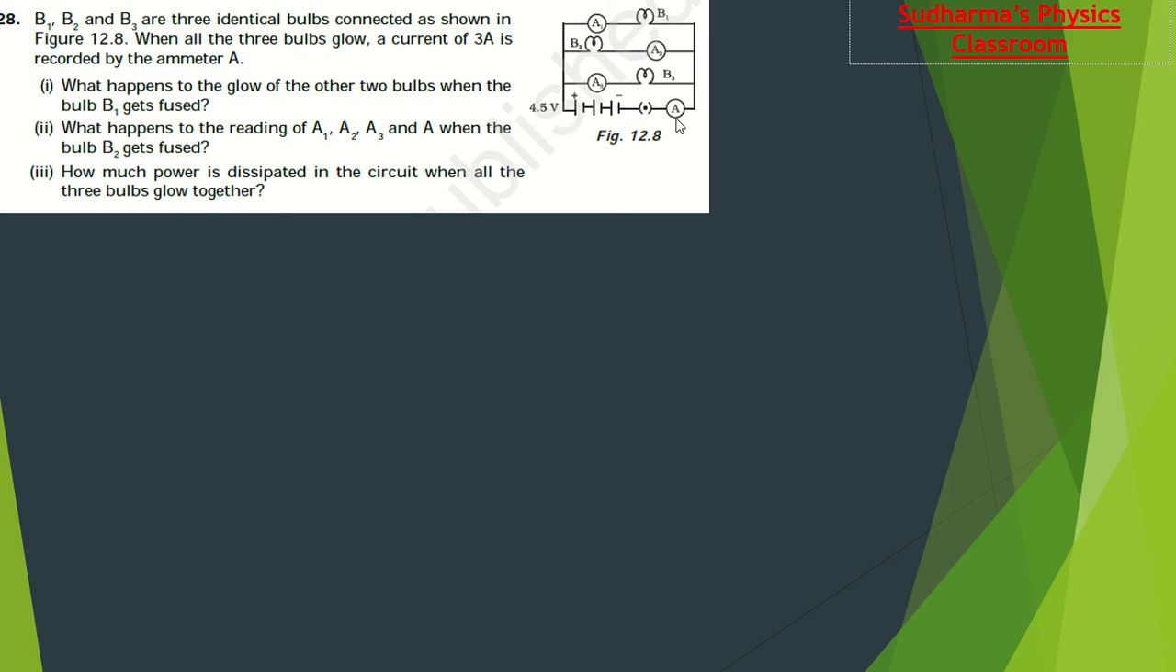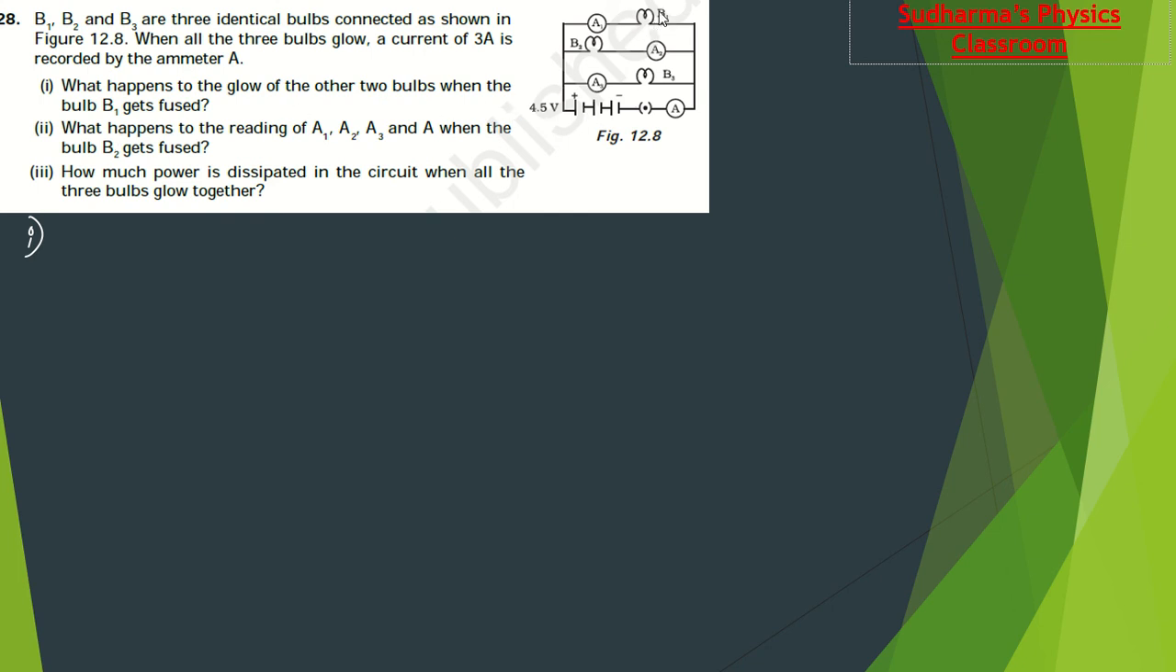Where is the ammeter A? Here. That ammeter shows the complete current flowing through the circuit. And observe the diagram carefully. We have A1, A2 and A3. They are the ammeters connected across B1, B2 and B3 respectively. So when everything is glowing, the ammeter shows 3 amperes. Now what is the next question here? What happens to the glow of the other bulbs when the bulb B1 gets fused? This is an extension to the answer I have told you about the parallel combination.